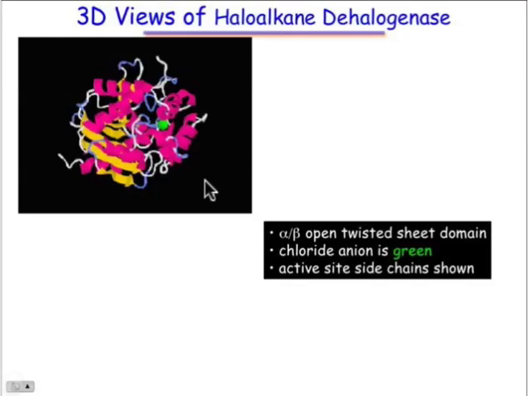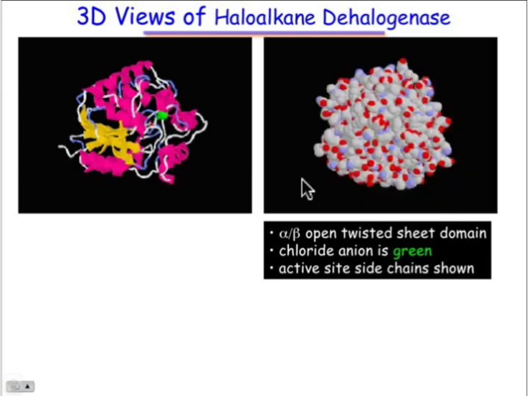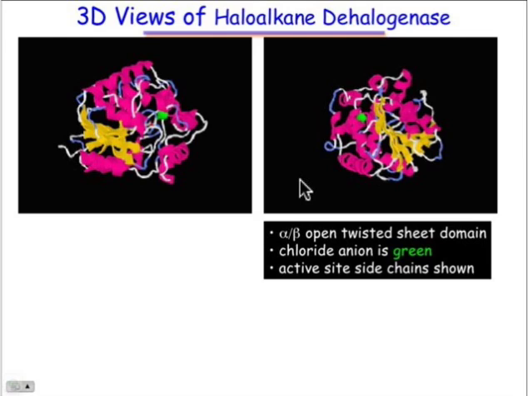Let's take a look at some pictures. The haloalkane dehalogenase from this view is one of those alpha-beta open twisted sheets, and if you look carefully you'll notice that in this region, that's the chloride atom right there that I'm pointing to in green. Here's where that crevice forms in that alpha-beta open twisted sheet where we recognize the enzyme active site. These are a couple of pictures showing you the size of the enzyme, in both space filling and then in a rendition of a cartoon or ribbon diagram.